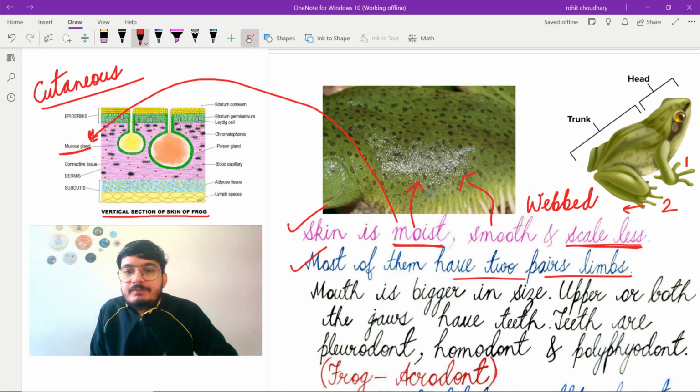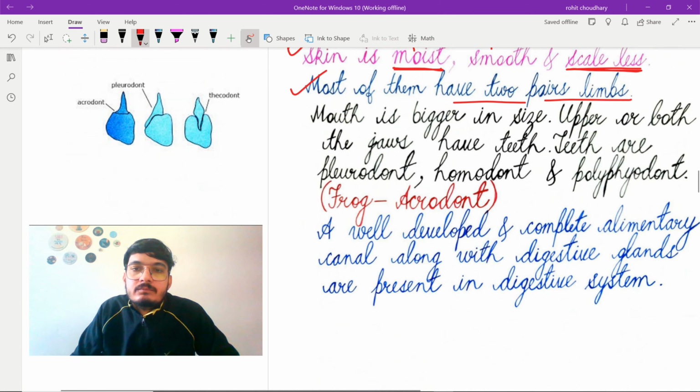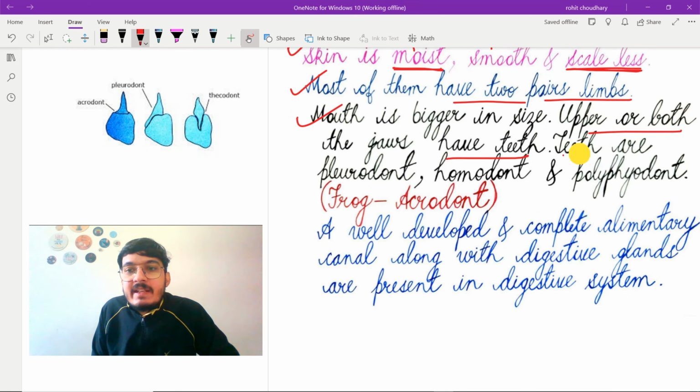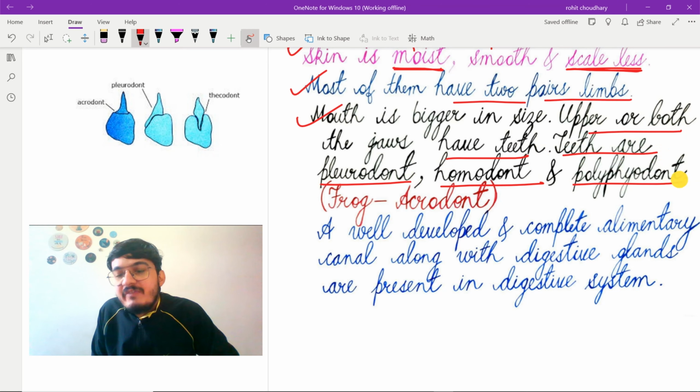Webbed feet. The next feature is mouth is bigger in size. Upper or both the jaws have teeth. Teeth are pleurodont, homodont, and polyphyodont. So here comes the terms which you should know. What does the term pleurodont mean?